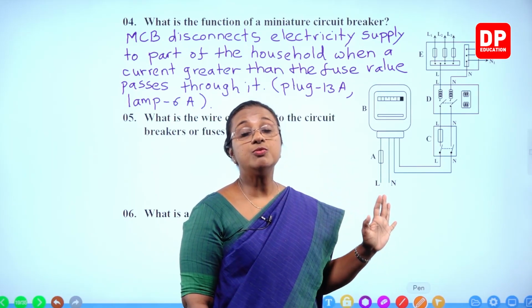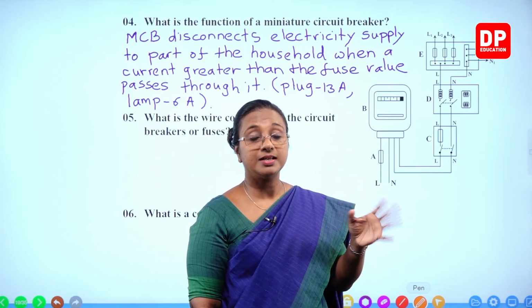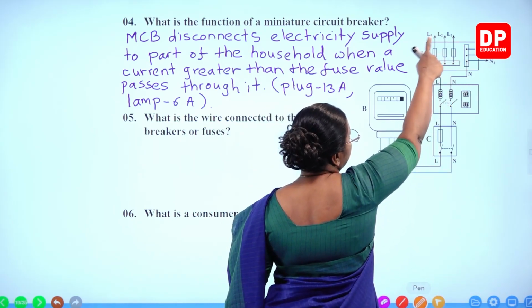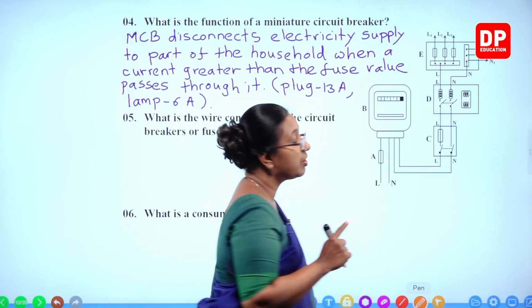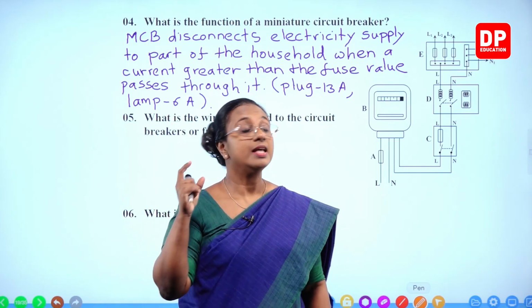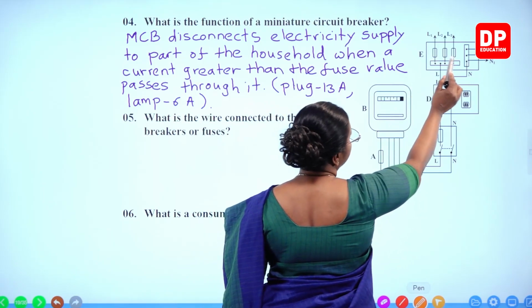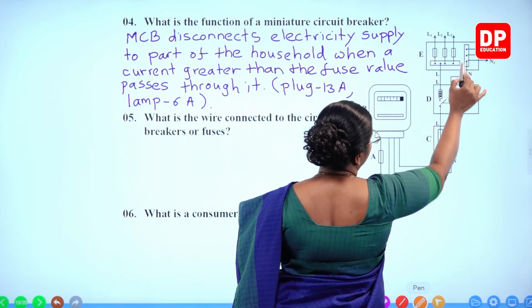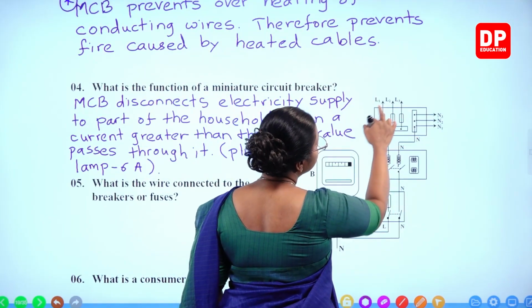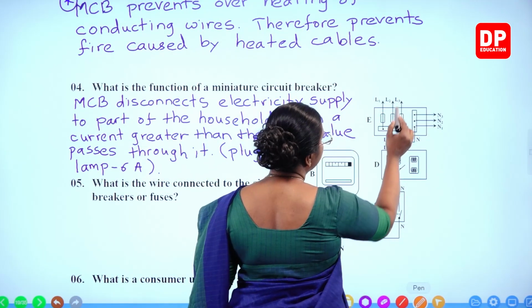But the fuses or MCBs, circuit breakers, they are connected to the live wire. Here also you can see, students, in the distribution box, all the miniature circuit breakers. They are again fuses. They are all connected to the live wire only. This part is the neutral wire. Here you can see clearly this part is the live wire.